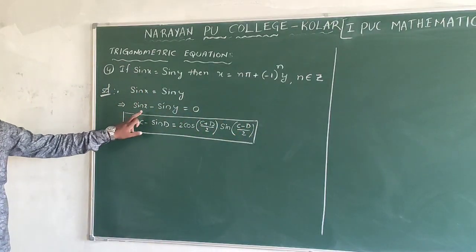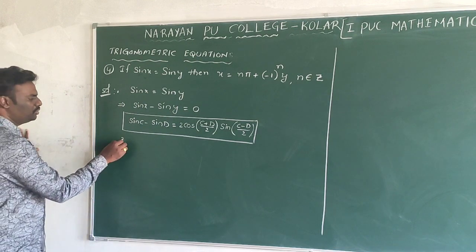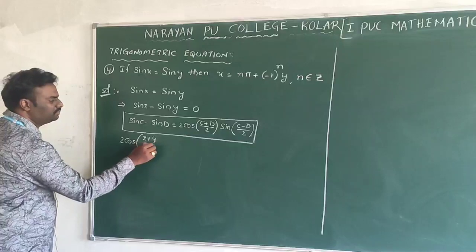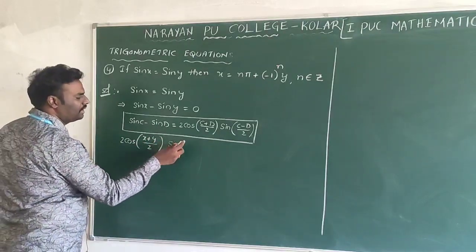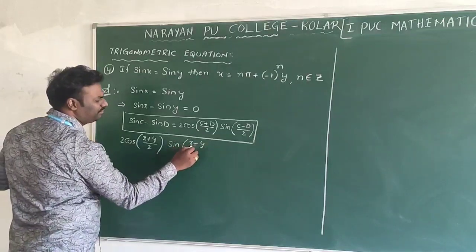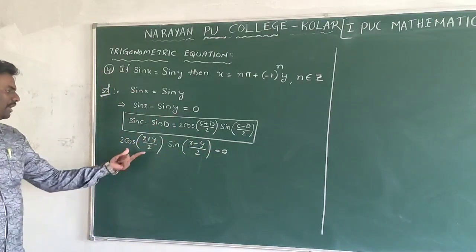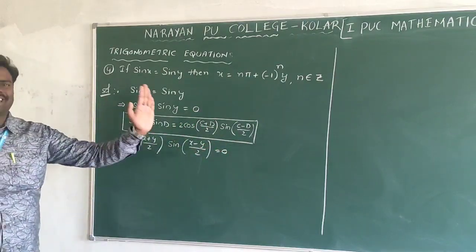In place of c we have x, in place of d we have y. Now substitute: 2 cos((x+y)/2) sin((x−y)/2) is equal to 0. You send 2 that side. The product of two numbers is equal to 0 means either the first one is 0 or the second one is 0.